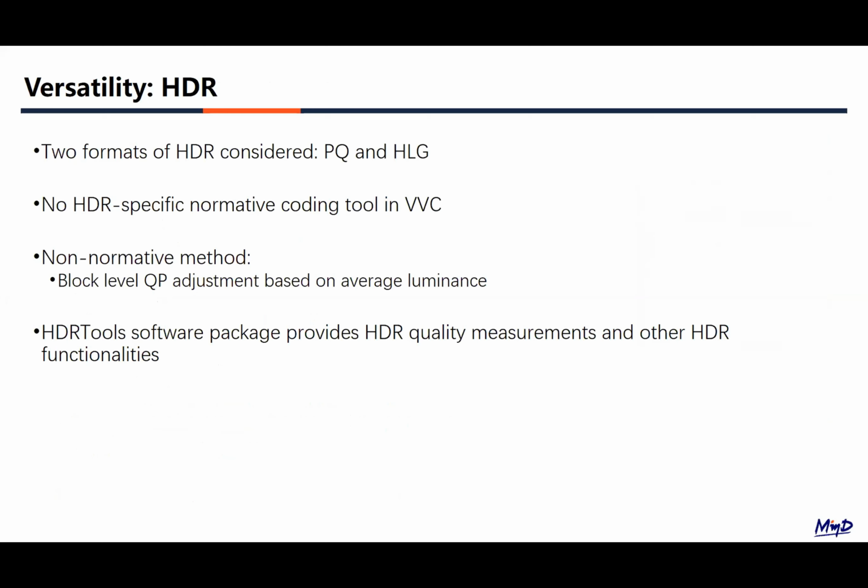So the second type of content is HDR. Starting from the very beginning of the call, we considered two types of mainstream transfer functions, PQ and HLG. We did eventually decide not to include any HDR-specific normative coding tools in VVC. We have a non-normative method implemented in the reference software that adjusts the QP based on the luminance level of a block. And we also have an HDR tool software package that you can use to play with the HDR signal.